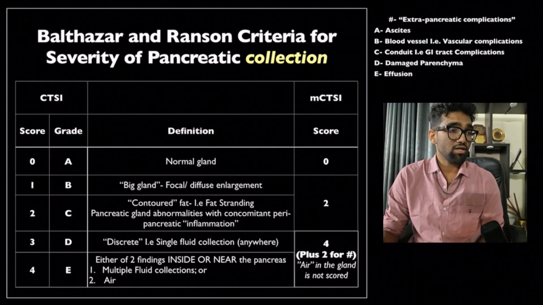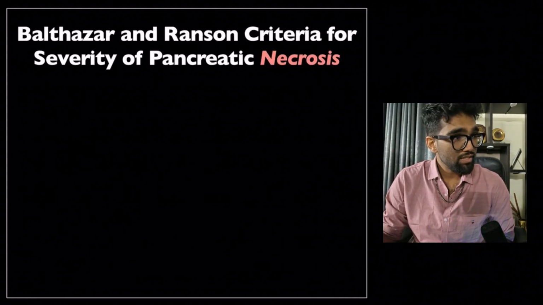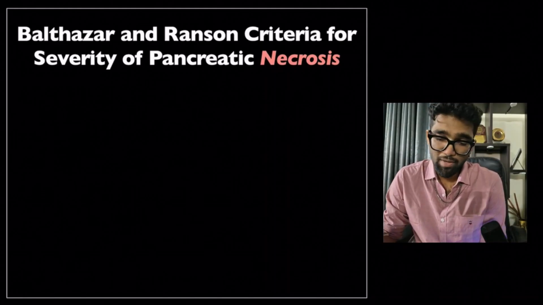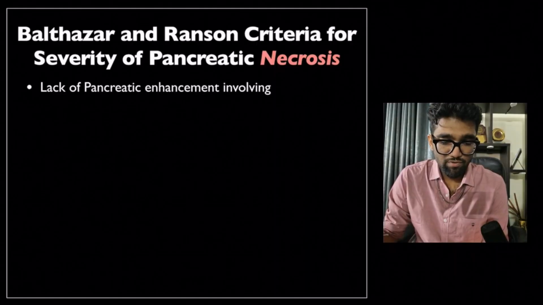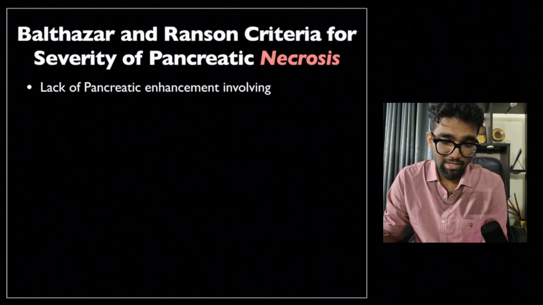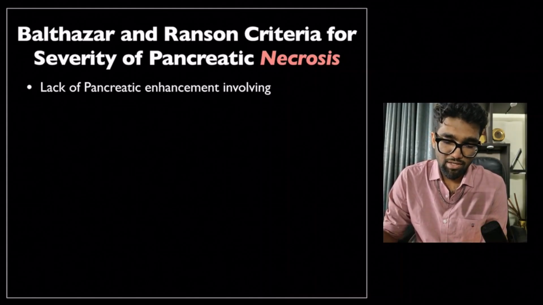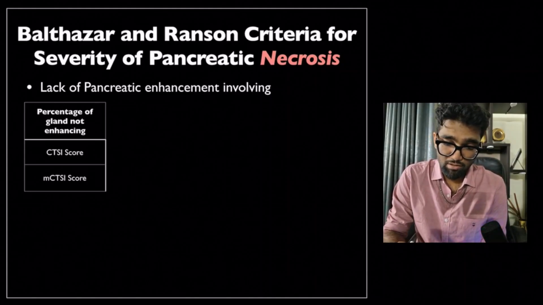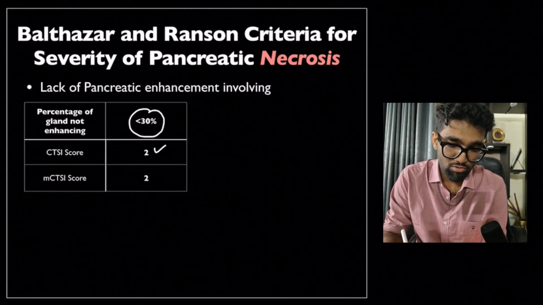So that we'll see is one other caveat regarding the modified CT severity index. Now, in the Balthazar and Ranson criteria, of the severity of pancreatic necrosis or pancreatic inflammation, initially we talked about just pancreatic inflammation. Now we're going to talk about necrosis. So basically, pancreatic necrosis is defined as a lack of pancreatic enhancement involving whatever percentage of the gland. So in comparing the two, in the original CT severity index, if less than 30% of the gland showed lack of enhancement, then the score that was given was 2. In the modified also it is 2.